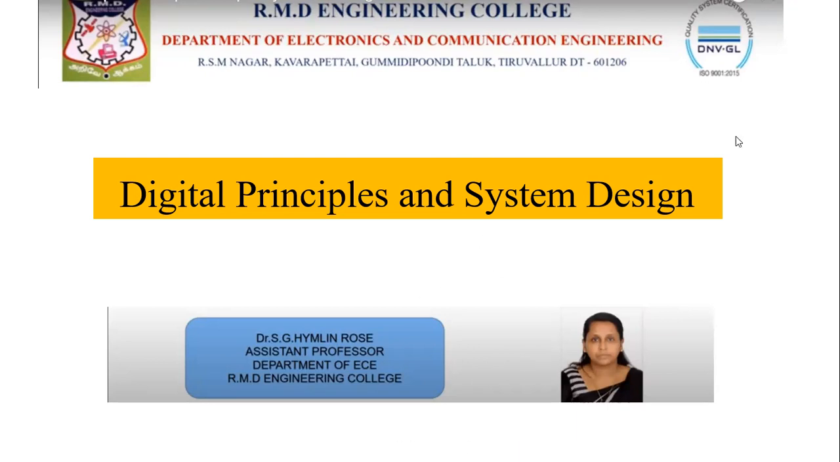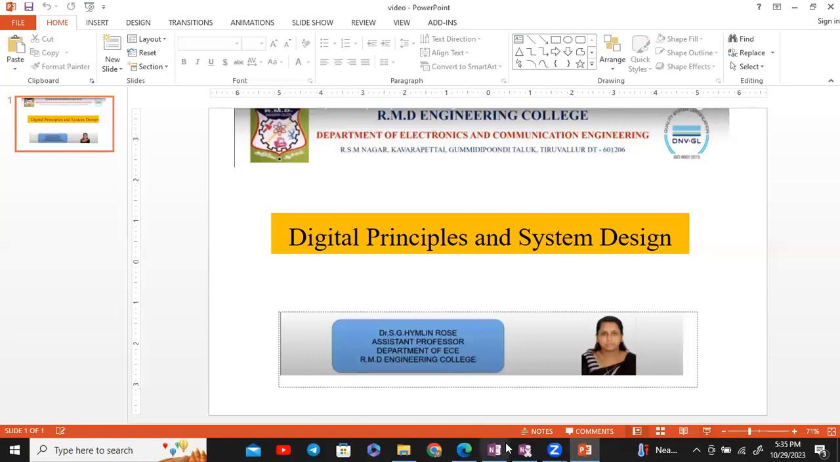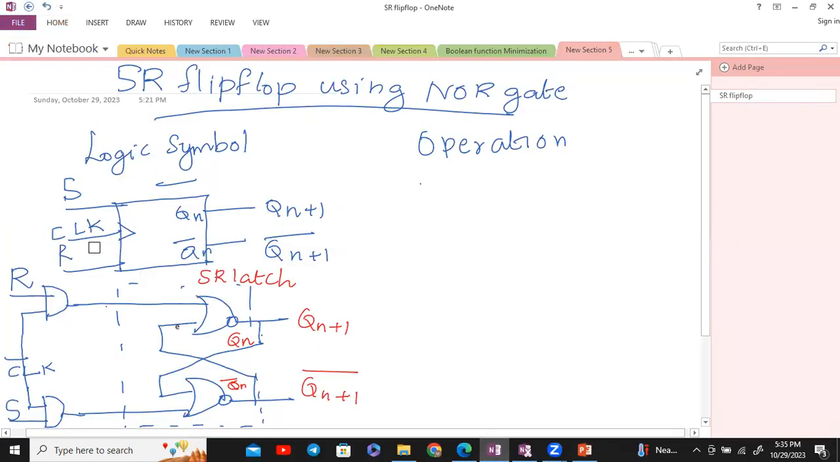So, for this SR flip-flop, how many inputs do we have? The SR flip-flop has three inputs. What are the three inputs? One is the S input, then the R input, then the clock input. The clock should always be high to activate this flip-flop. And the two outputs are Qn+1 and Qn+1 bar.